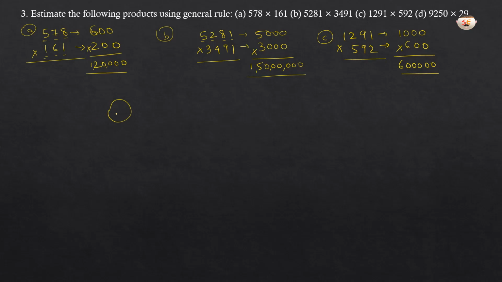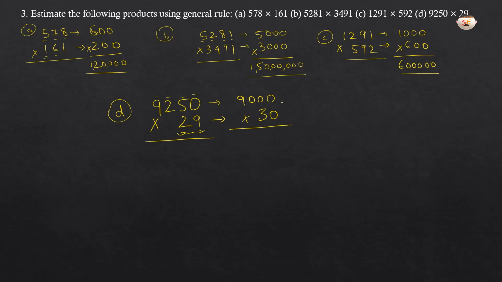Okay. Now question number D. In question number D, we have to multiply 9,250 by 29. First we will estimate 9,250 correct up to its highest place, that is ones, tens, hundred, thousand. After estimating 9,250 correct up to its 1000th place, we will get 9,000. Similarly, we will estimate 29 correct up to its highest place, that is ones and tens. After estimating 29 up to its 10th place, we will get 30.